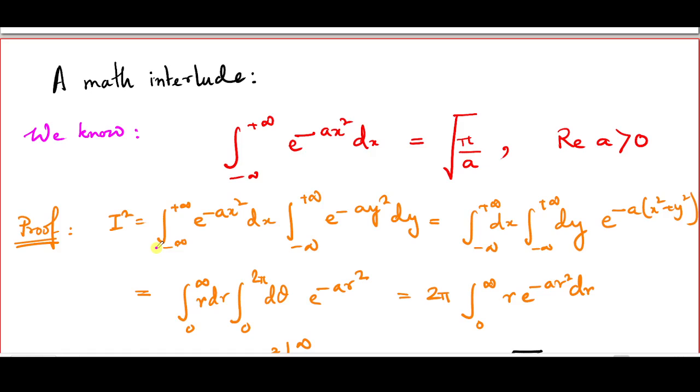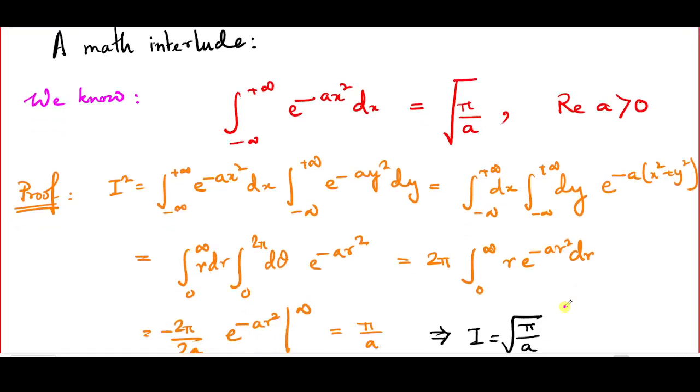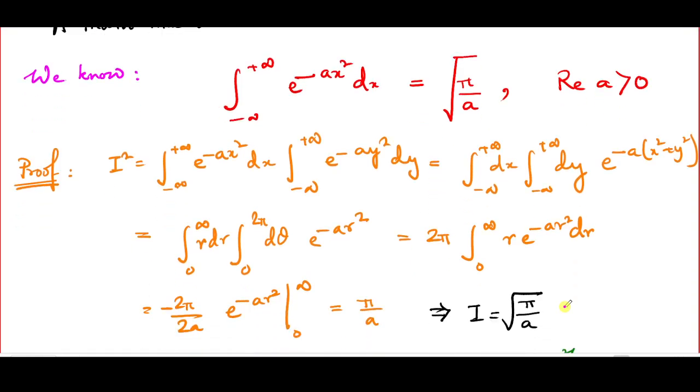Now this integral becomes a very elementary integral to calculate. The theta integral is simply 2 pi, and the r integral can be calculated using the fundamental theorem of integral calculus, and it works out to be pi over a, and therefore I works out to be root over pi over a. This of course is a pretty well known result. I am just stressing the proof here for completeness.